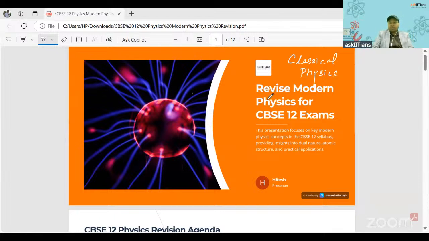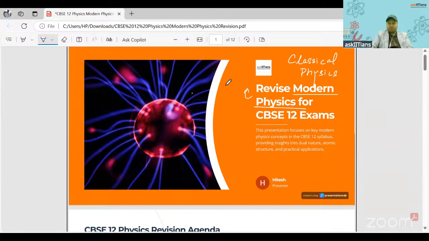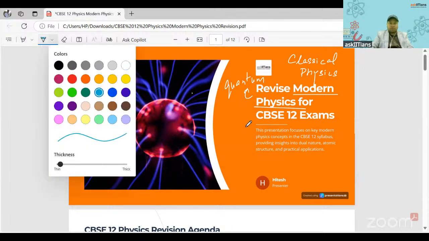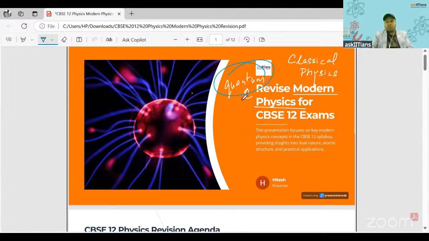But in modern physics, this element of quantum comes. The concept of quantum comes in, and in dual nature we get this idea of quantum. Can anyone tell me what we mean by quantum in terms of energy? Let's say the energy of a radiation. Is the energy of a radiation a quantum quantity or what? Let's have an interactive session, so I want your responses. Yeah, small packets of energy, that's right.